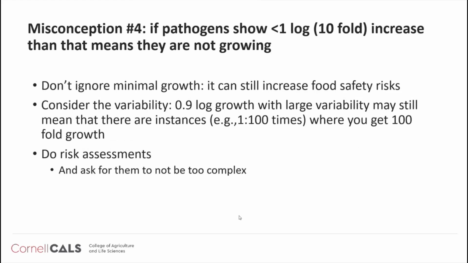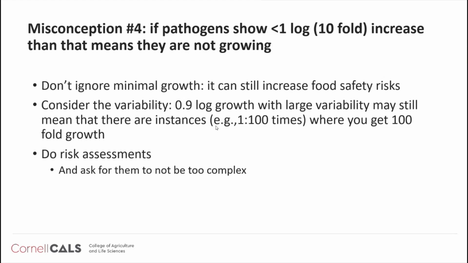The other misconception: if we show less than a log increase, it means organisms aren't growing. Don't ignore minimal growth. It can still increase food safety risks. That's important when we look at temperatures and other parameters we use to control microbial growth. A 0.9 log growth really isn't statistically different from a 1.1 log growth. And with enough variability, because 0.9 log is the mean, you could still sometimes get 100-fold growth, because of a wide variability in growth parameters.